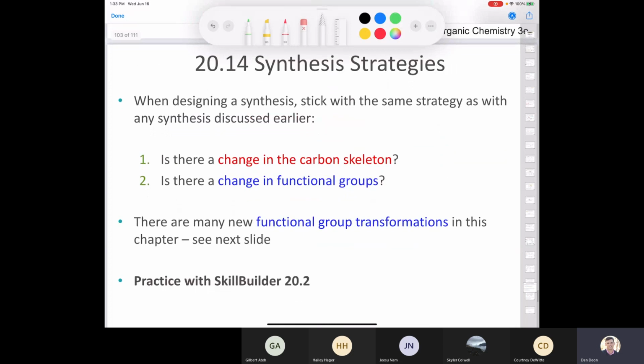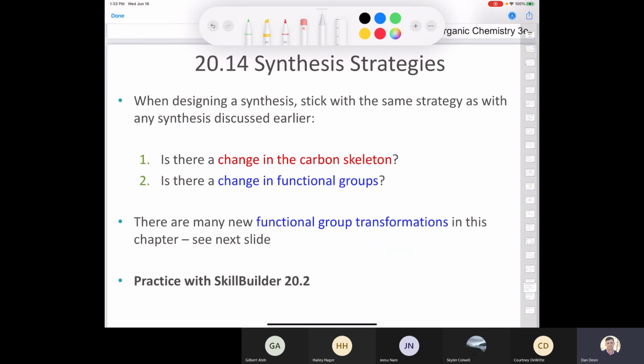Again, as I promised, it was a long chapter. There's a lot of information in there. But you know what? I'd like to look at some synthesis problems with you. And there are some strategies that you can take as an organic chemistry 2 student when you're trying to come up with a synthesis strategy.